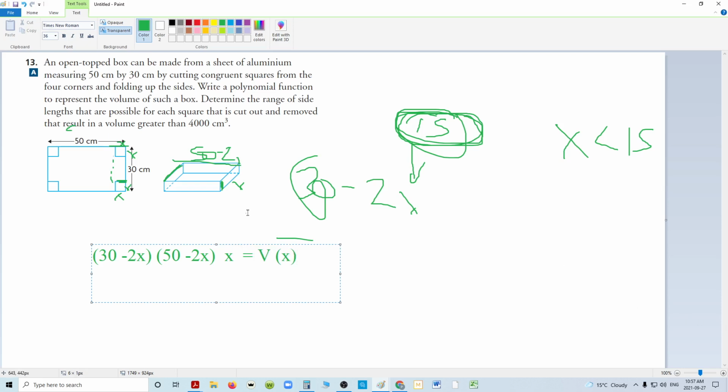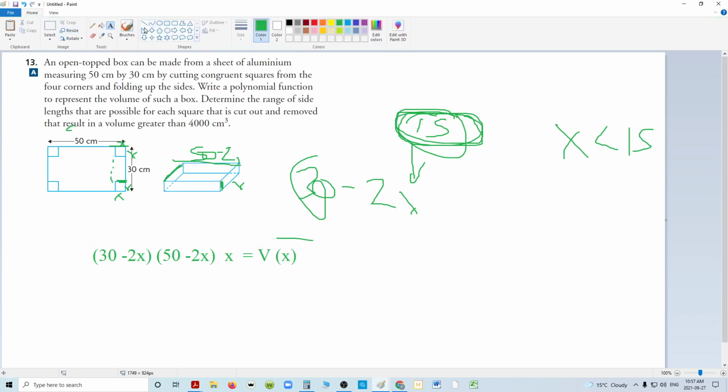For me to solve this, I can't keep the numbers like that. I have to expand it. Determine the range of the side lengths that are possible for each square. Yeah, so you can't have above 15. And that results in a volume greater than 4,000. So that means when will volume be greater than 4,000? They're going to ask us to solve that. But let's first write out this equation.